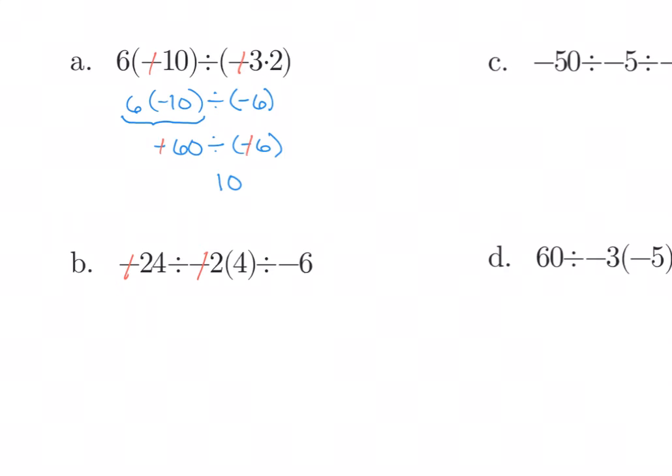We do not have any parentheses that count as parentheses in this problem. Can you simplify 4? No, 4 is just 4. So the parentheses here actually just mean multiplication. So now we want to go ahead and go from left to right. 24 divided by 2 is 12. 12 times 4 is 48. And 48 divided by negative 6 is negative 8.